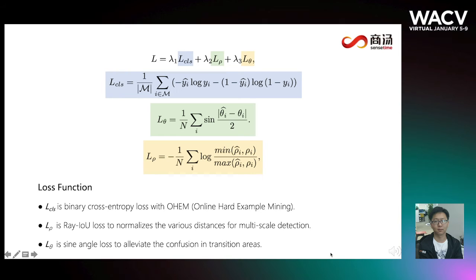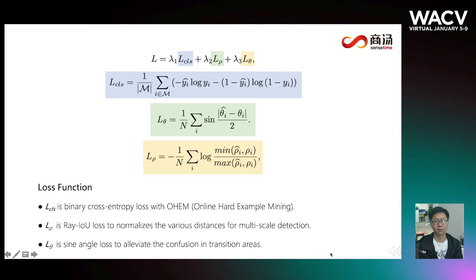The overall loss function contains the losses of text-non-text classification, line equation parameter rho regression, and theta regression. L_CLS is the commonly employed binary cross-entropy loss with an online hard example mining strategy to promote the classification ability. Inspired by the IoU representation, we propose a real IoU loss for rho regression, compared with the L2, L1, and smooth L1 loss. Real IoU loss could better normalize the various distances, which contributes to multi-scale detection.